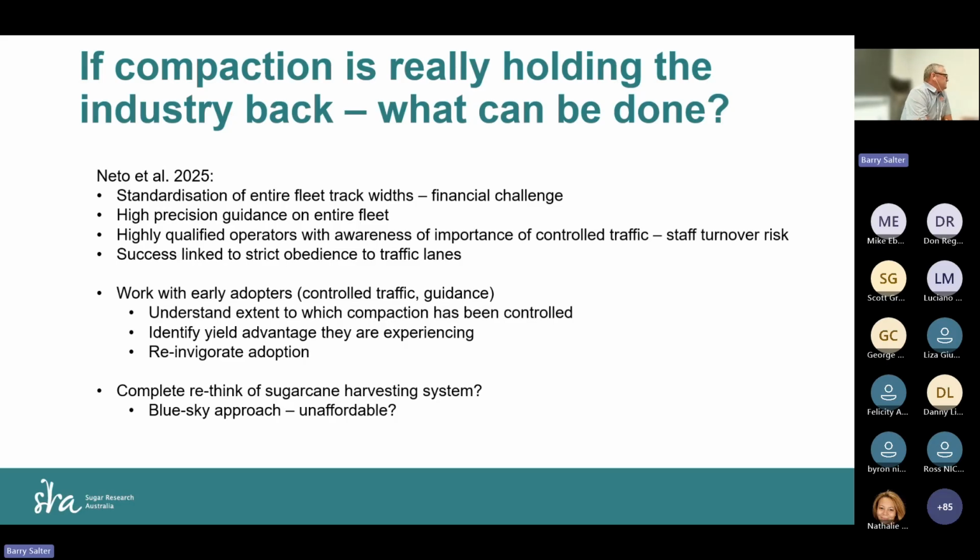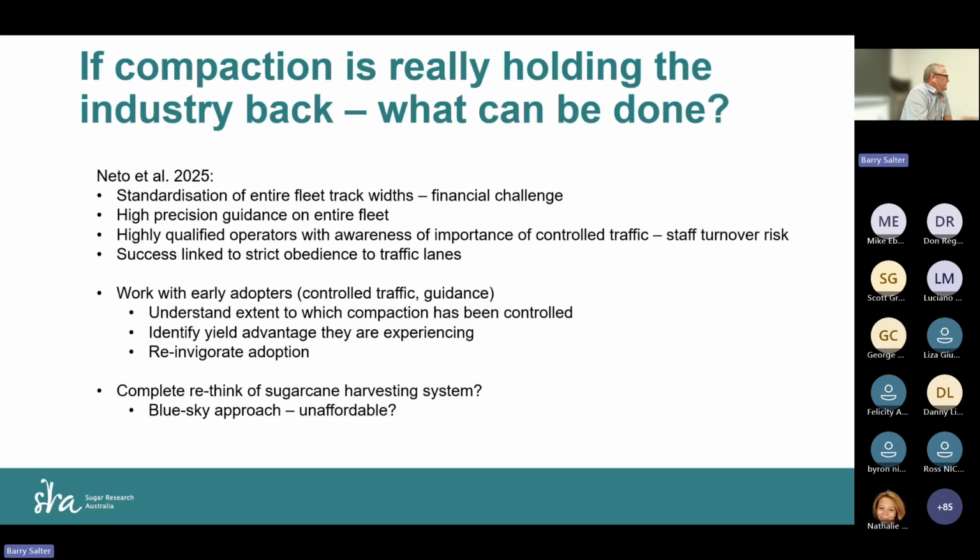Well, I think perhaps what we should be doing in terms of SRA is working with those early adopters, the ones that adopted controlled traffic and guidance, and trying to understand the extent to which they've been able to control compaction. That might mean going in and taking some of those similar measurements, like I showed with those other images of compaction across the bed.